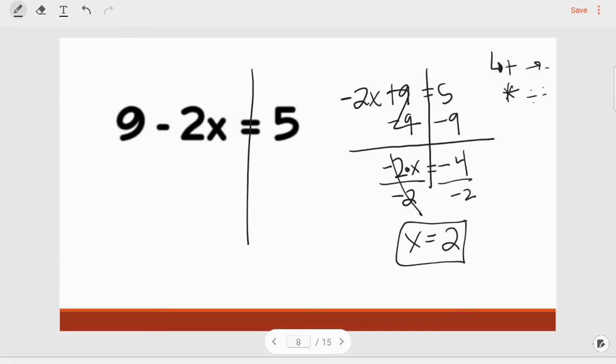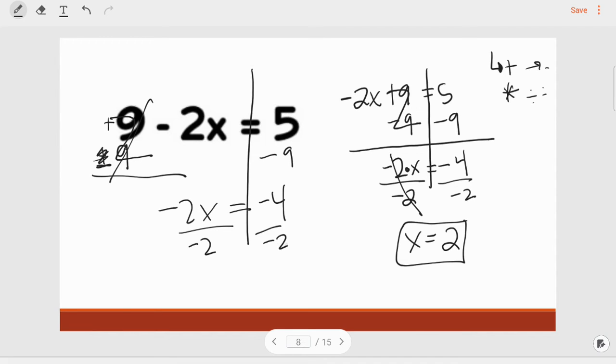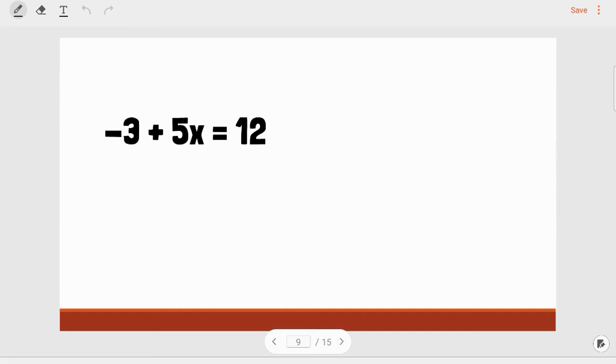Now, to demonstrate without rewriting it, I'm going to recognize that this is a +9, so I need to subtract in order to zero out. If I add 9, I'm going to get 18, which I don't want. So I'm going to subtract 9 from both sides. That zeroes out. I get -2x equals -4. And now I'm at the same point as I was in my last problem. So no, I don't have to rewrite it, but it helps me identify which operations I'm going to use.